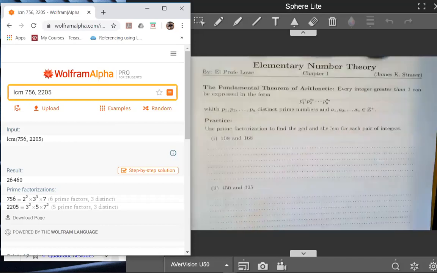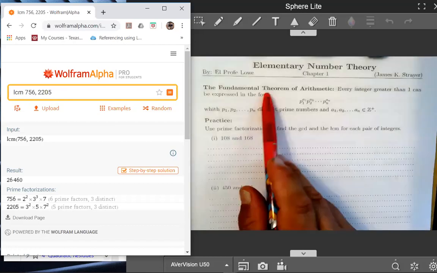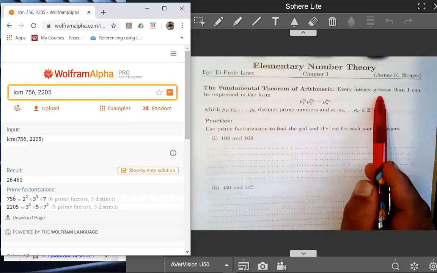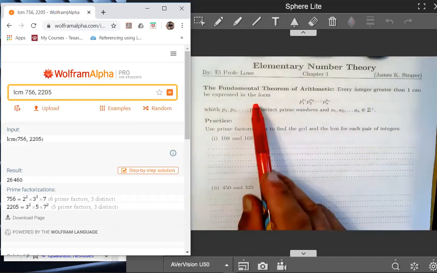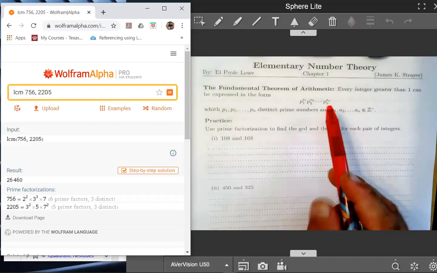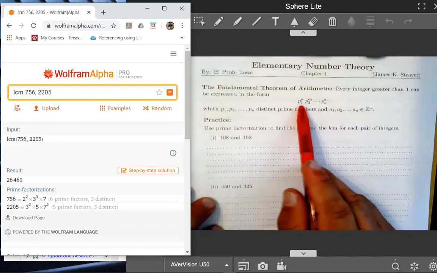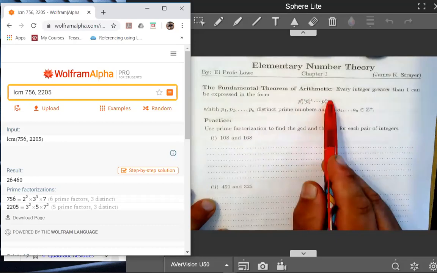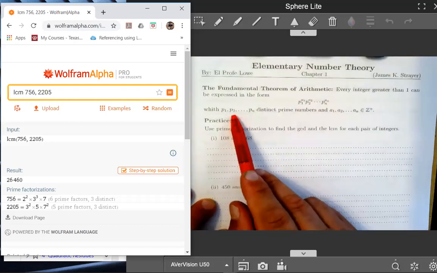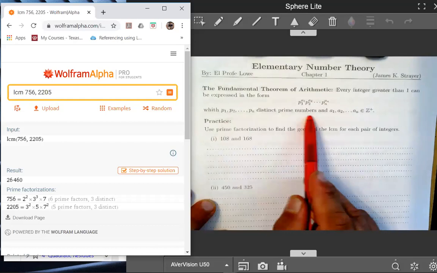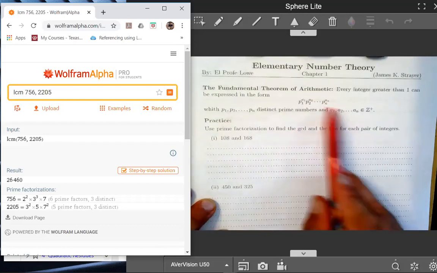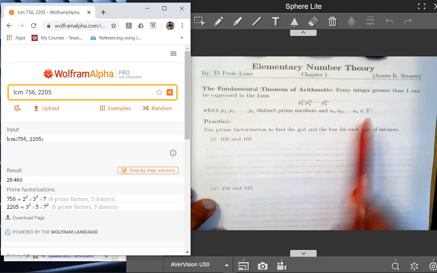In the last video, we talked briefly about the fundamental theorem of arithmetic, and that states that every integer greater than 1 can be expressed as a unique product of prime numbers raised to positive exponents, right? So we have p sub 1, p sub 2, p sub n are distinct prime numbers, and a sub 1, a sub 2, a sub n, these superscripts, these powers, are positive integers, okay?